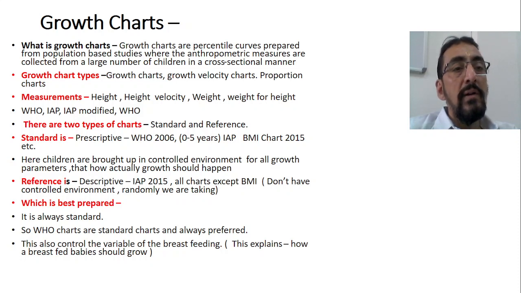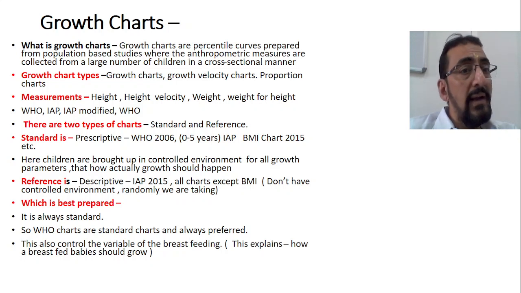So what are the growth chart types? We have got different types. Growth charts, growth velocity charts, and proportion charts are there. The growth chart can measure height, weight, height velocity, then weight for the height, etc. So these are the contents of the growth chart also: height for the age, weight for the age, and weight for the height.